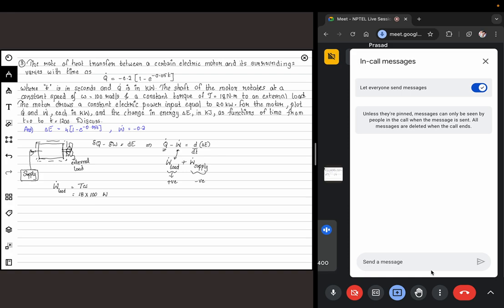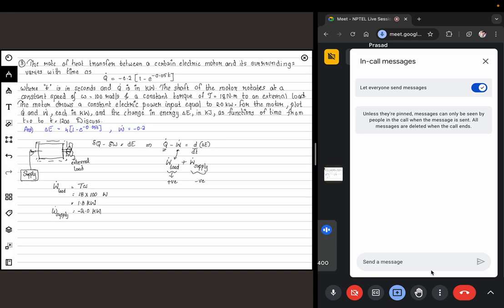So this will be in watt. Just to be consistent, the Q dot is given in kilowatt, so I will be writing this in kilowatt. And the work done by the supply on the motor is given to be 2 kilowatt. It is already mentioned that it takes a constant electric power input. So the W dot supply, just to be consistent with our notation, will be negative because this is work done on our system. My system is motor plus shaft.